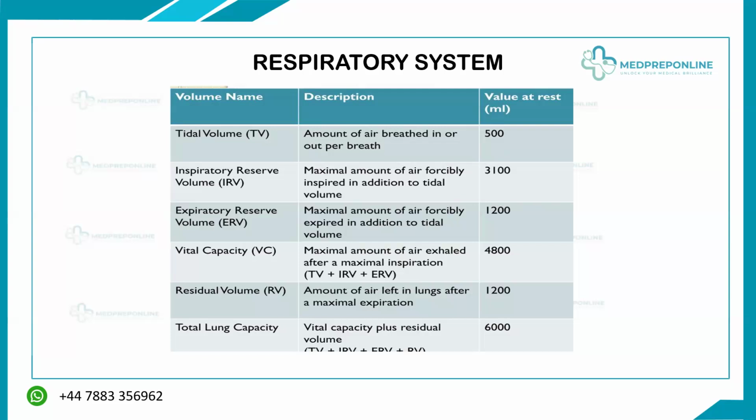Now, the vital capacity is again the maximum amount of air that you exhale after a maximal inspiration. So this is a calculation, a summation of all of the above, which is the tidal volume plus the inspiratory reserve volume plus the expiratory reserve volume. Now, residual volume, as the name suggests, is the amount of air which is left in the lungs after a maximal expiration. And the total lung capacity is what you get when you add all of the above. So 6,000 is what you see as the total lung capacity at rest, which is mildly reduced in a pregnant woman because of the anatomical changes, because of the gravid uterus and the diaphragm being pushed up, and the lung capacity is decreasing, right?